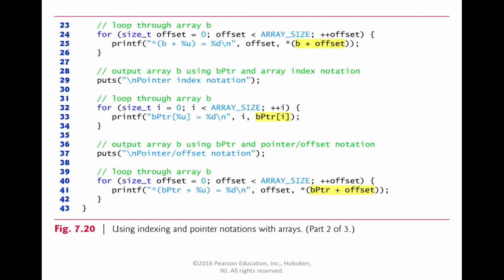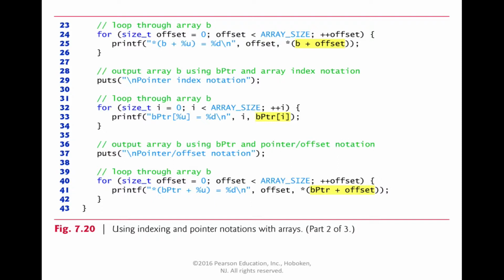Now we are not changing what b points to. Instead, we are simply adding a value to b. We are not changing it. Notice there's no assignment, right? We're just adding an offset essentially. We can loop through b with pointer index notation.